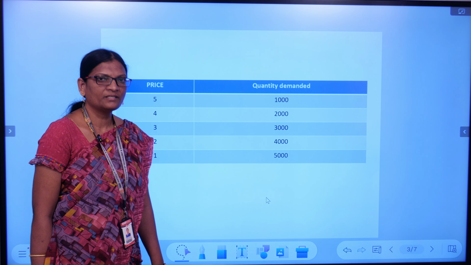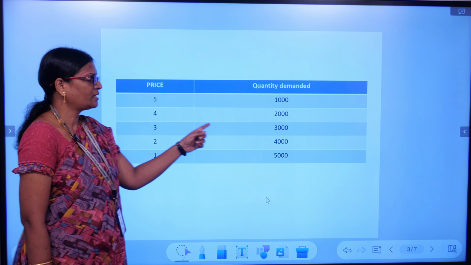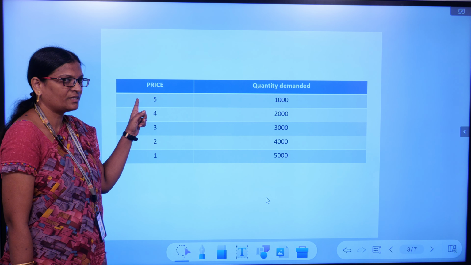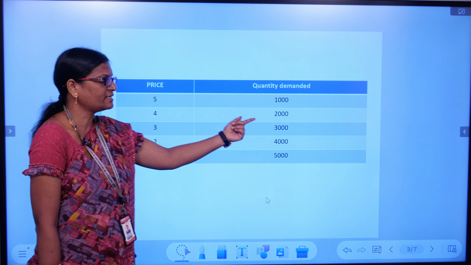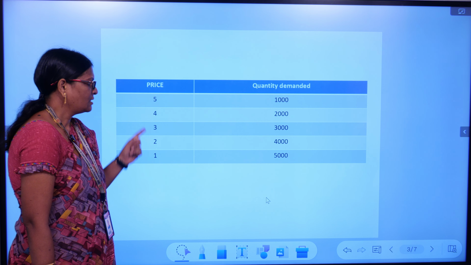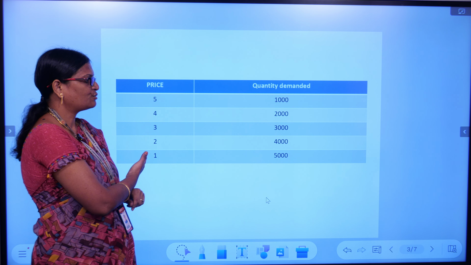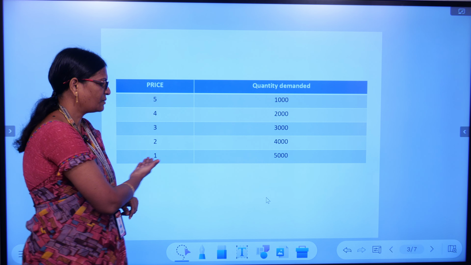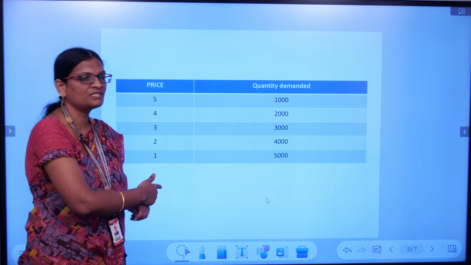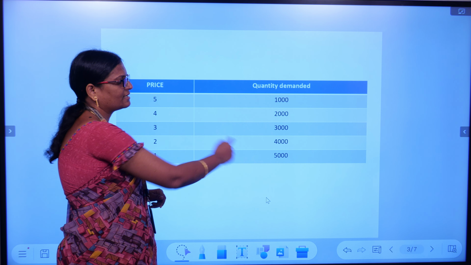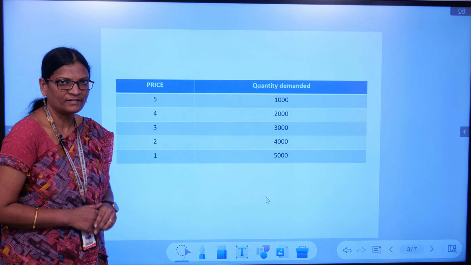So this can be explained with this particular example table. If we take these two columns, the first one is price, the second one is quantity demanded. If price is 5 rupees, quantity demanded is 1000 units. When price reduces to 4 rupees, quantity increases up to 2000 units. When price is 3 rupees, quantity increases up to 3000 units. When price reduces to 2 rupees, quantity increases to 4000. When price is 1, quantity is 5000. That means it shows inverse relationship. When price decreases, demand is increasing. When price increases, demand is decreasing. So that is called law of demand.